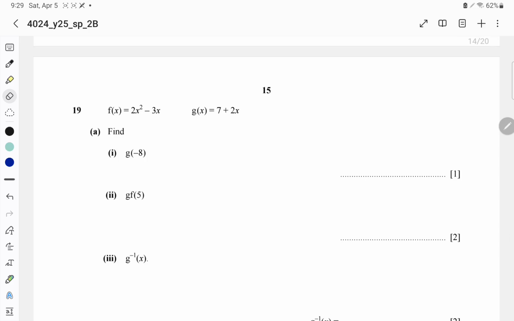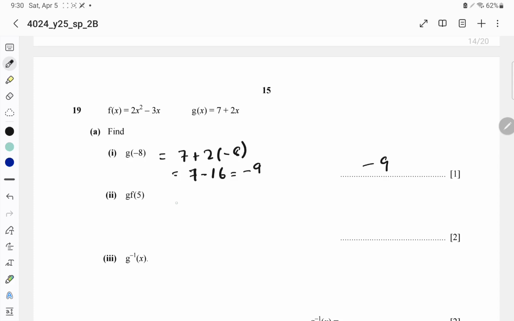Function question: f(x) is equal to 2x squared minus 3x and g(x) is 7 plus 2x. Part one, g(-8) is required. So 7 plus 2 times minus 8, 7 minus 16 is equal to minus 9. Minus 9 is the answer for this part.